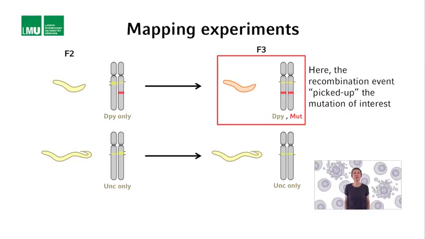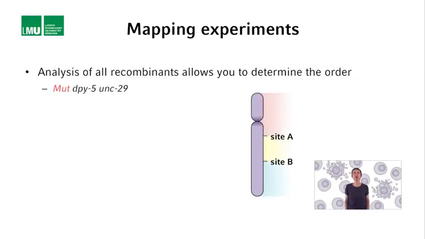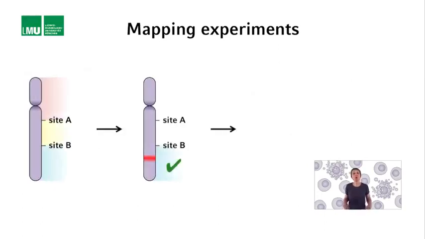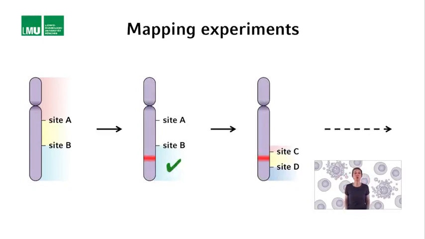Analyzing all recombinants this way, you should be able to determine whether your mutation is to the left of the dpy-5 unc-29 interval, in the interval, or to the right of the interval. And apart from being able to determine the order of the 3 loci, you will be able to get an estimate of the distance between the known loci and your locus. Once you know where your mutation is located, you pick another appropriate interval with the goal of narrowing down the region on chromosome 1 to which your mutation localizes.